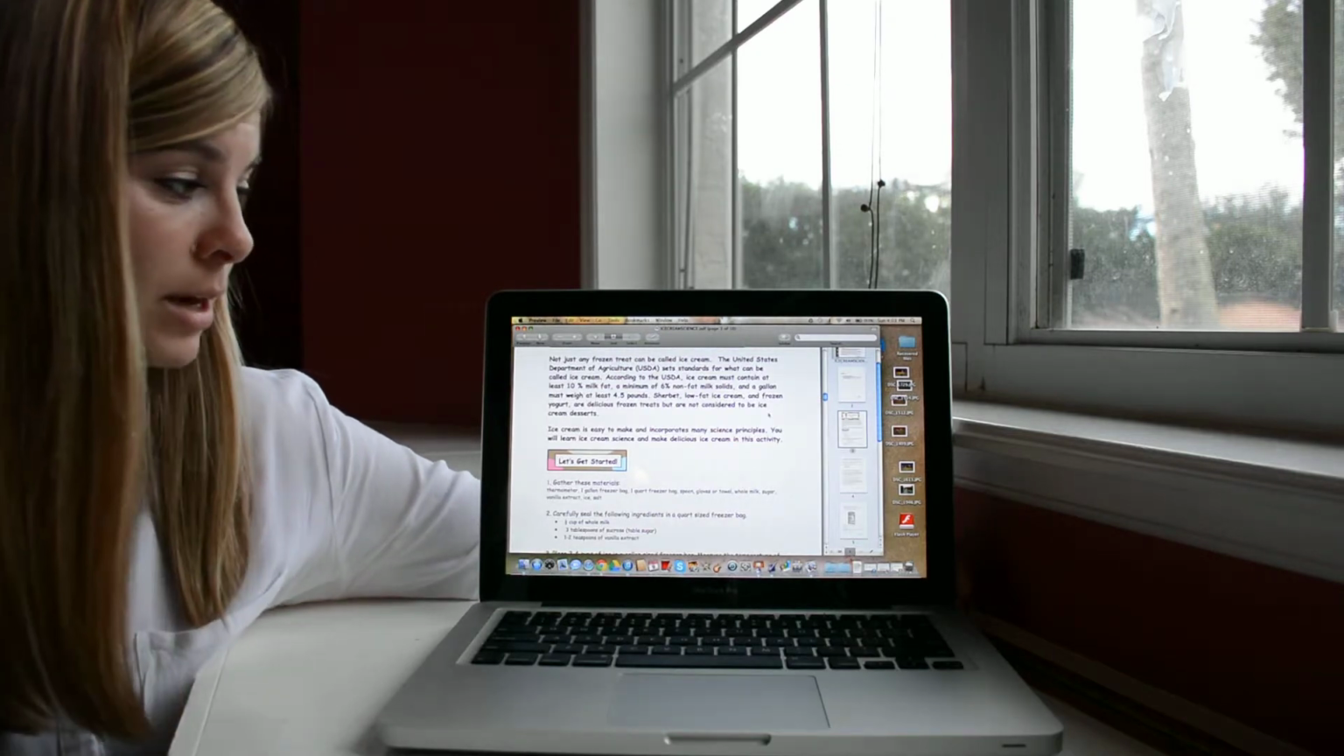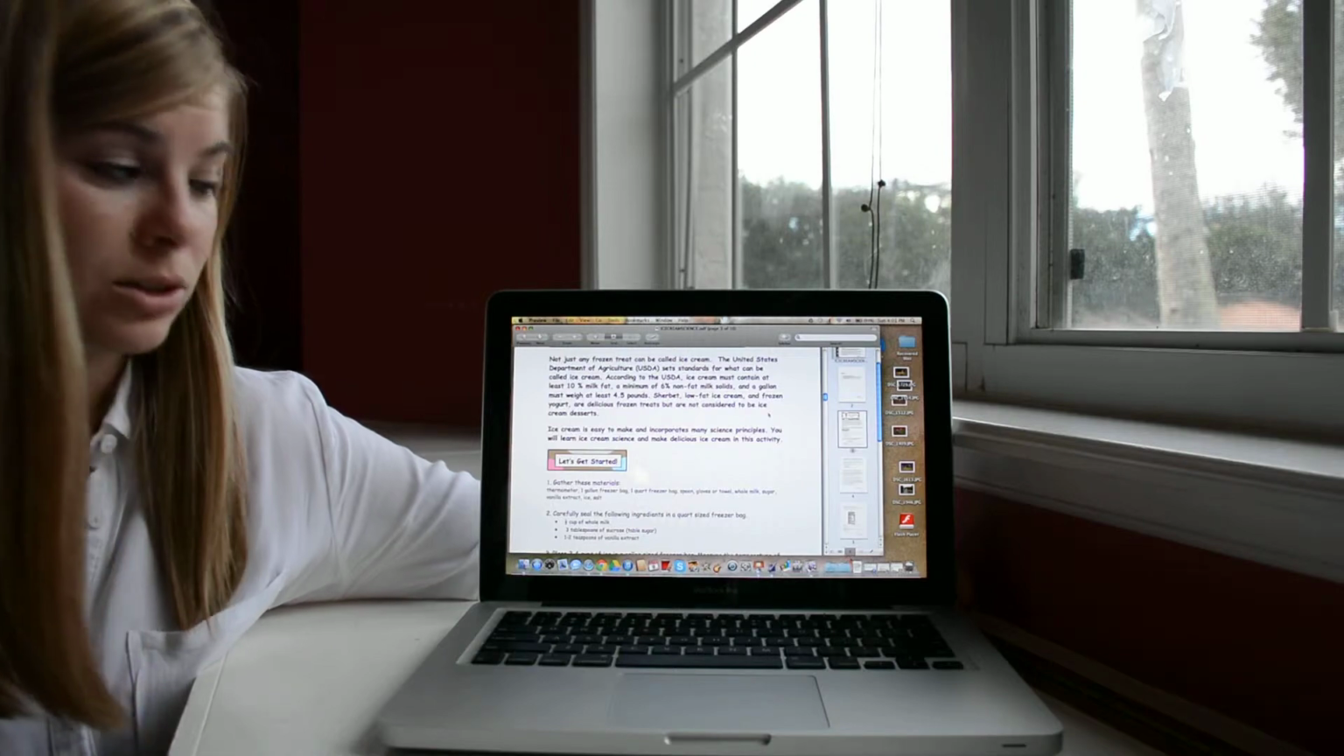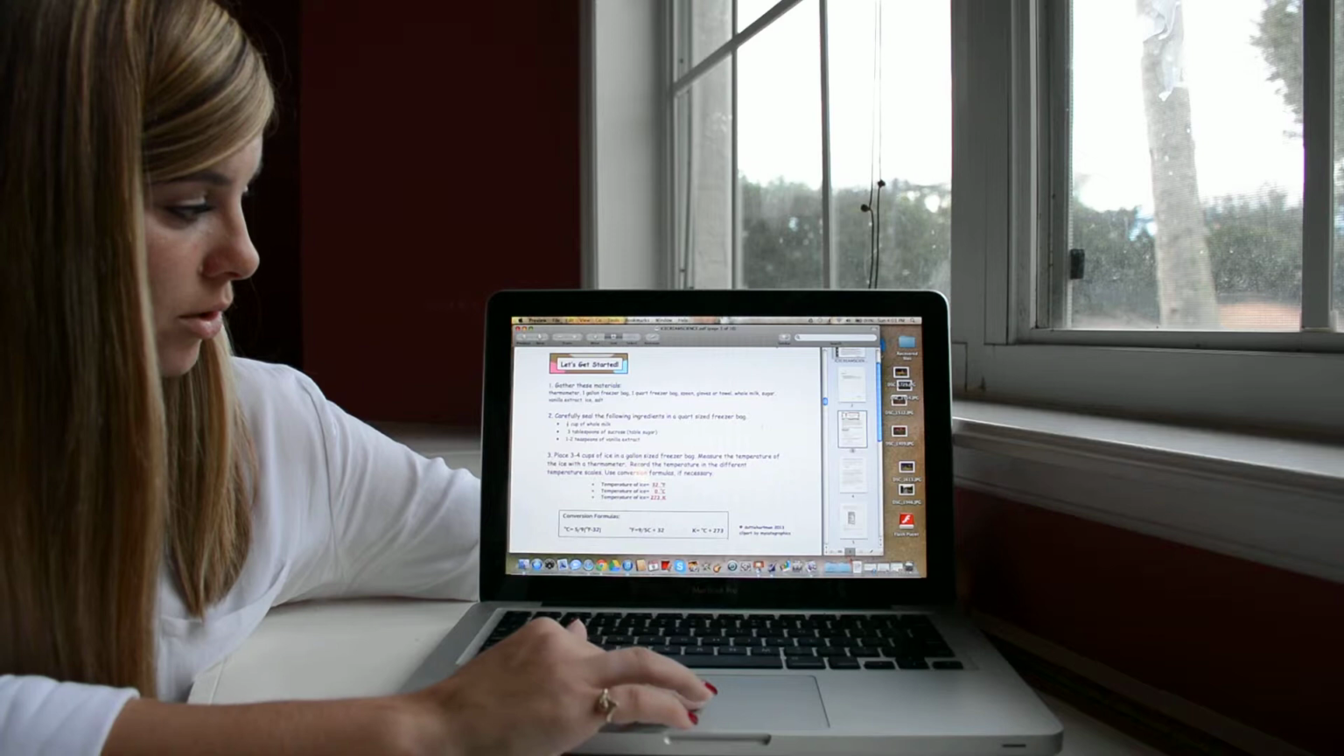Ice cream is an easy make and incorporates many science principles. You will learn ice cream science and make delicious ice cream in this activity. So go ahead and get started.